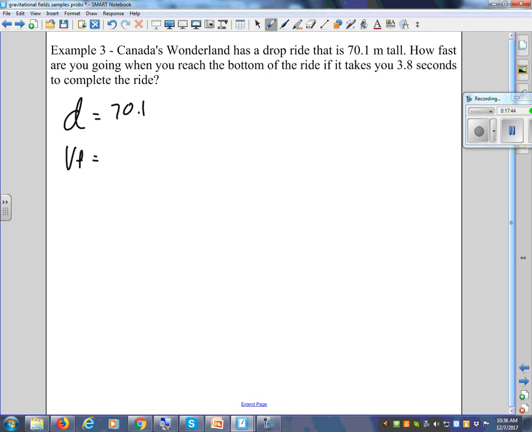I still get the sense there's a few people that don't know the difference between acceleration and velocity. Velocity is how fast you're going. Acceleration is how fast your speed changes. Those are two different things. You know that the acceleration is minus 9.8, and you know that the time is 3.8, and you're solving for VF. And the initial velocity is 0. I was just about to say, I think there's one more thing.